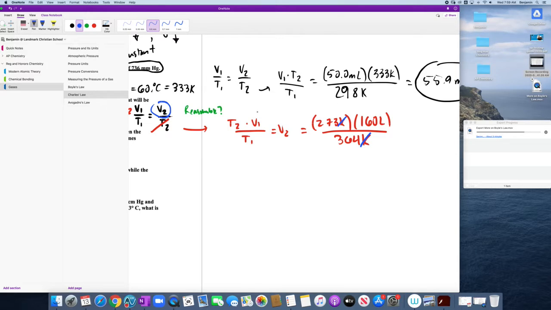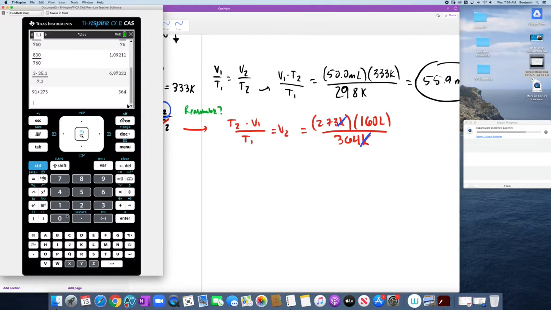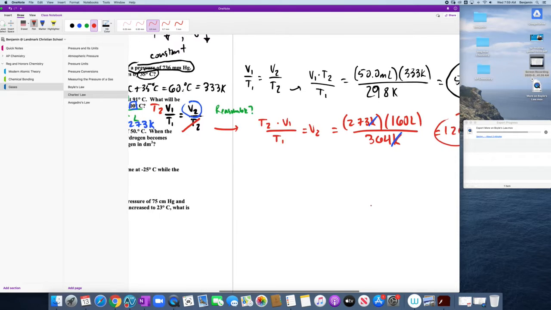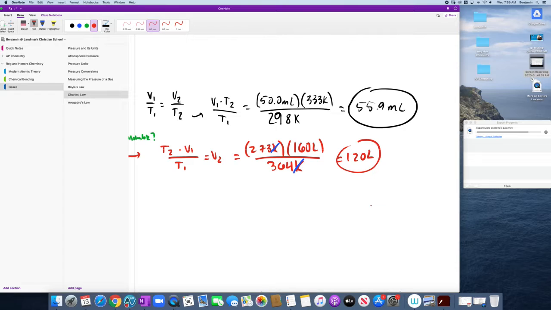And so we're hoping to see a smaller volume, right? A smaller volume. And so let's type in 273 times 160 divided by 364. And we have 120. The unit is liters. Okay, and so this is a reasonable answer because it's a smaller volume.